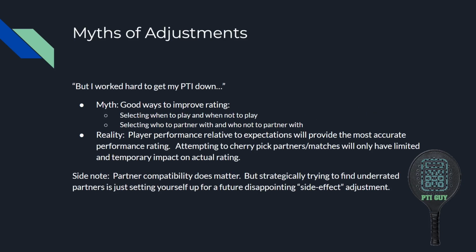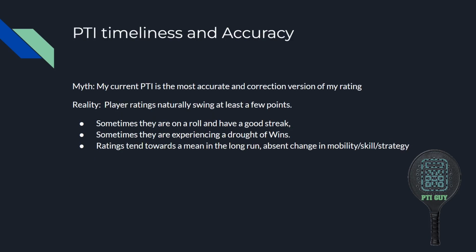Another myth is that selecting which matches to play and who to play them with is a good way to improve your rating. The reality is that measuring player performance relative to expectations is the best way to come up with accurate ratings. Cherry-picking partners and matches will only have a limited and temporary impact on actual rating. Of course, it is true that partner compatibility matters, but strategically trying to find underrated partners is just setting yourself up for future disappointment.